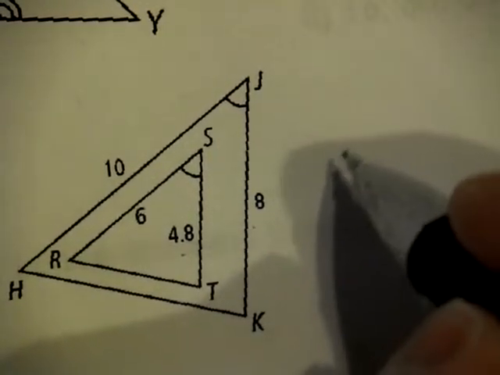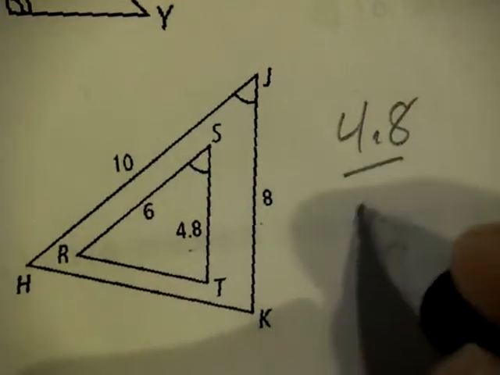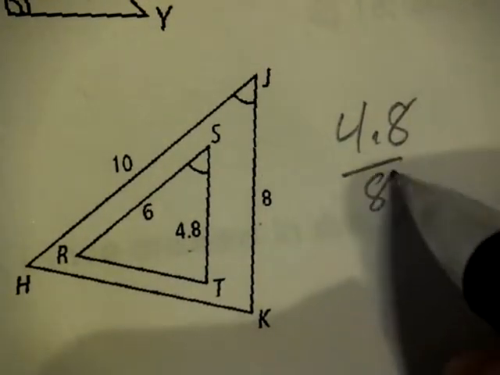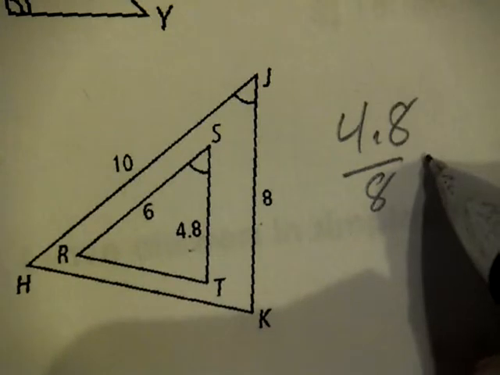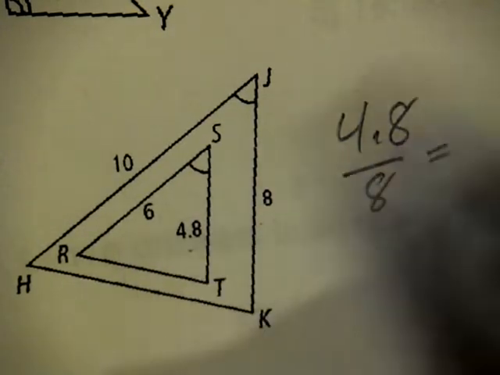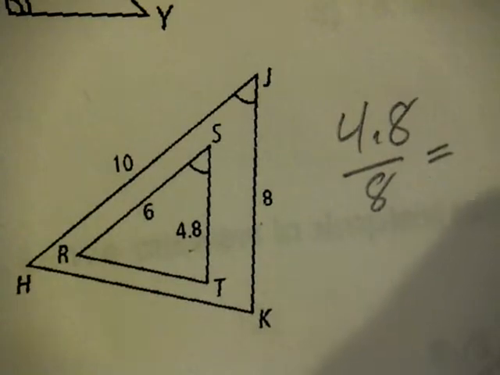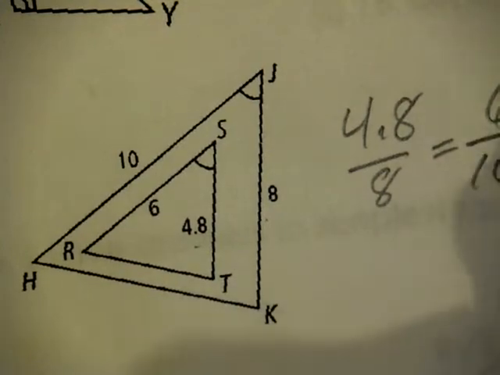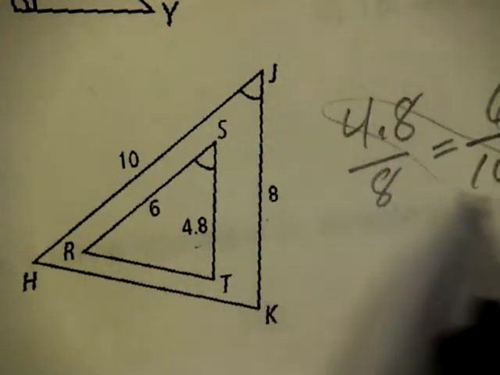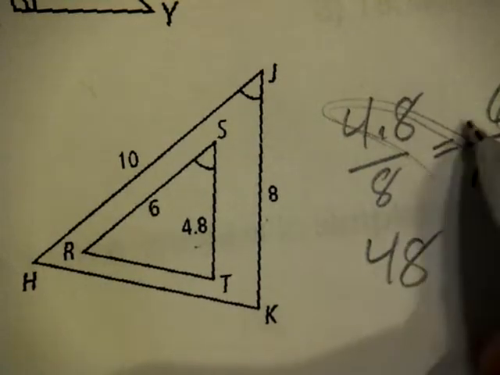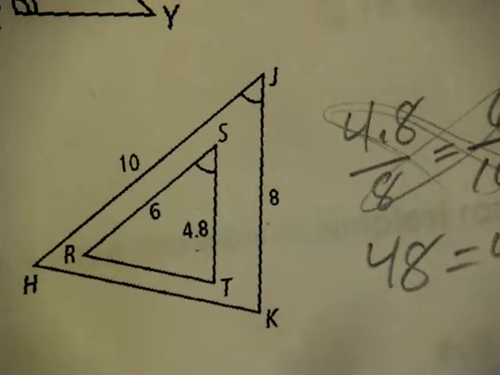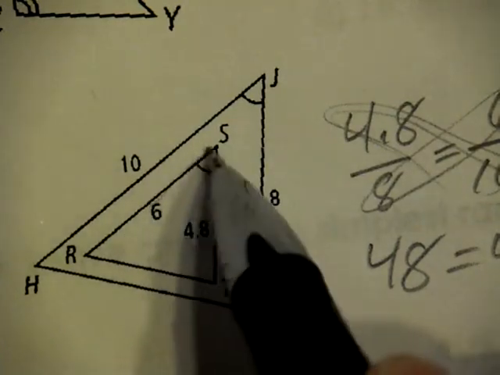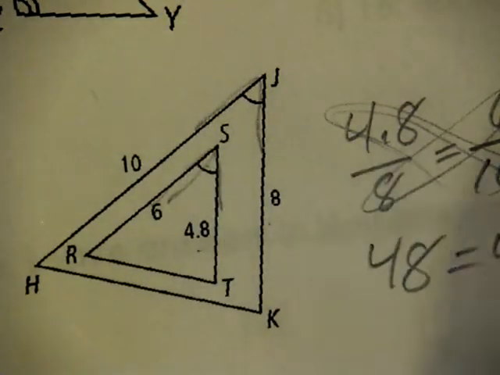So, a little zooming in there I did, 4.8 over 8, and we can compare that with 6 over, is that a 10? Okay, one way that we can do this is we can cross multiply, and we get the number 48. That shows us that the two ratios, two fractions, are equivalent to each other. And they also have the angle in between those two sides the same.